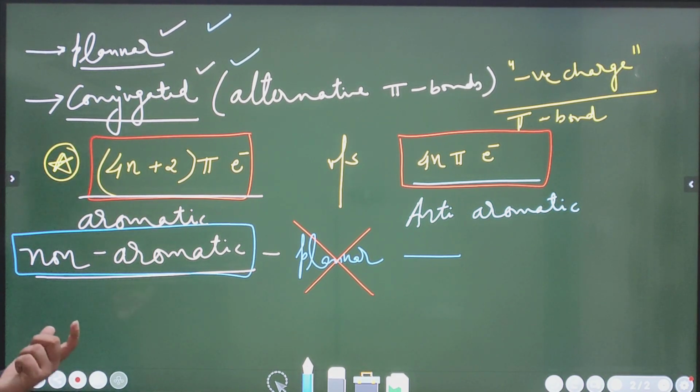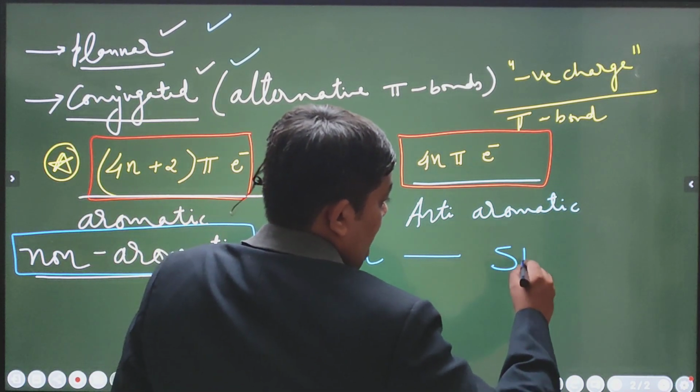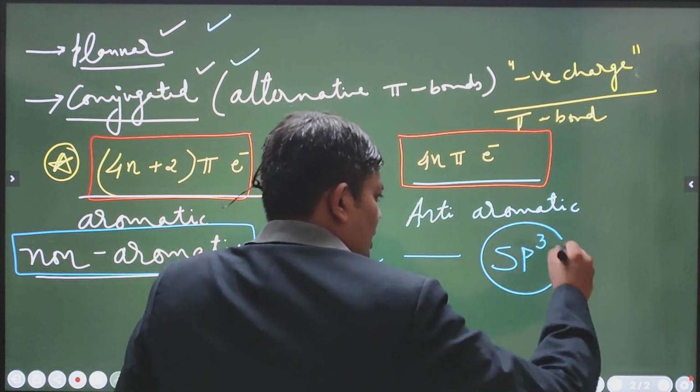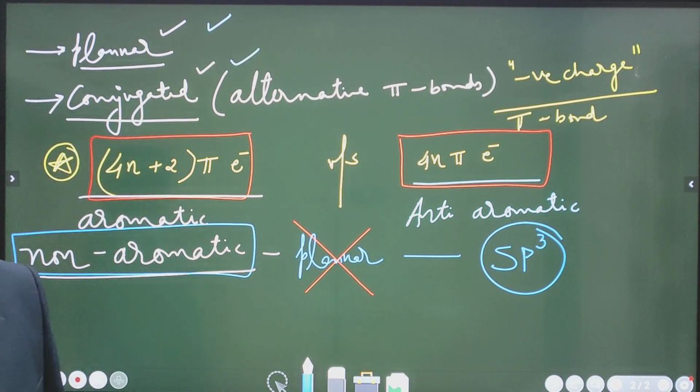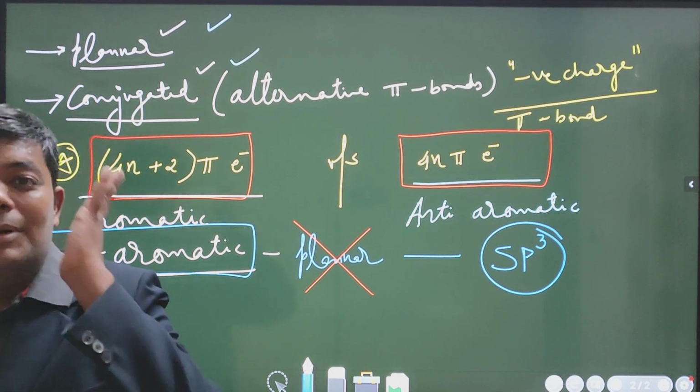So when can a compound be non-aromatic? When can a compound not be planar? When it has a minimum of 1 sp3 carbon in general.